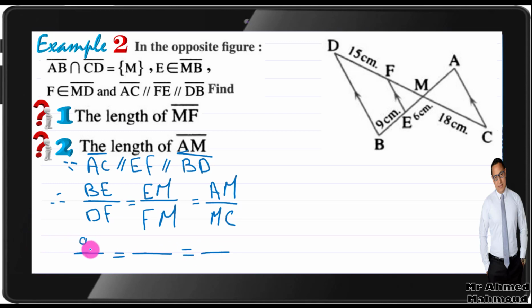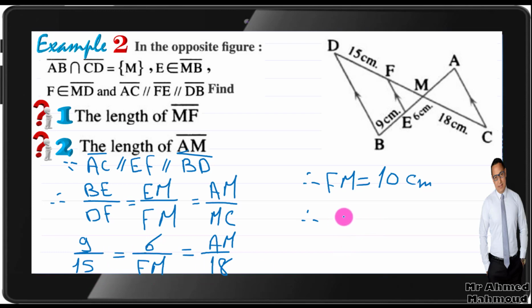So 9 over 15 equals 6 over FM equals AM over 18. Okay, from the previous, FM equals 6 times 15 over 9, which equals 10 centimeters. And also, AM equals 18 times 9 over 15, or 18 times 6 over 10. Both are correct. 18 times 9 over 15 equals 10.8. So AM equals 10.8 centimeters.